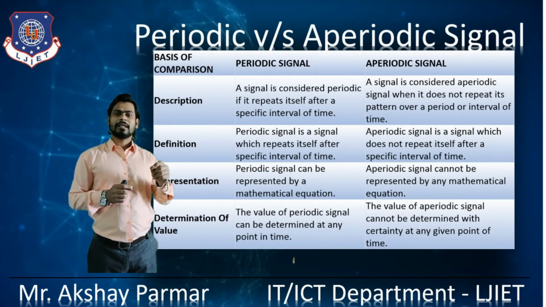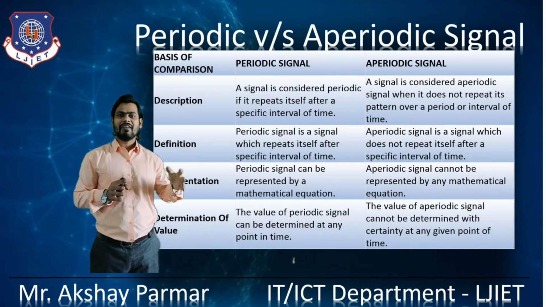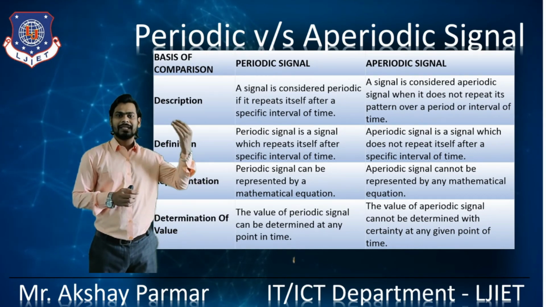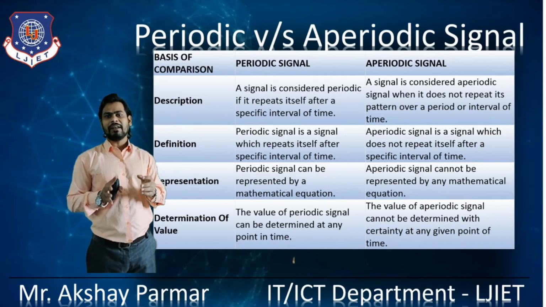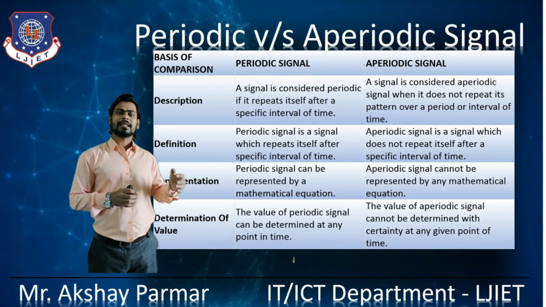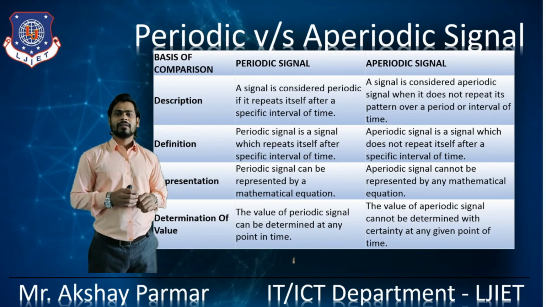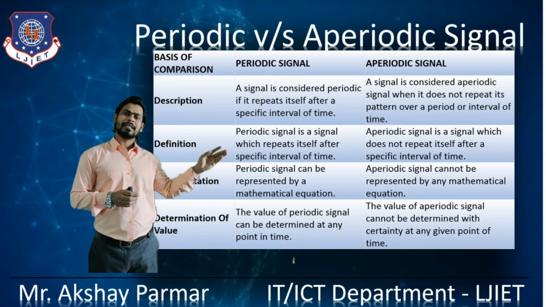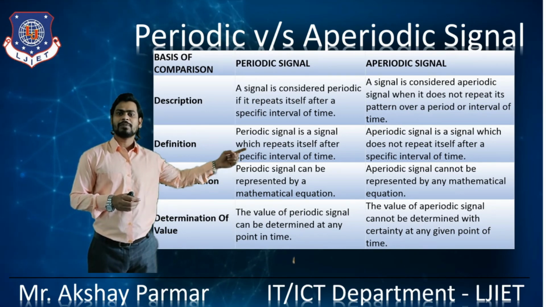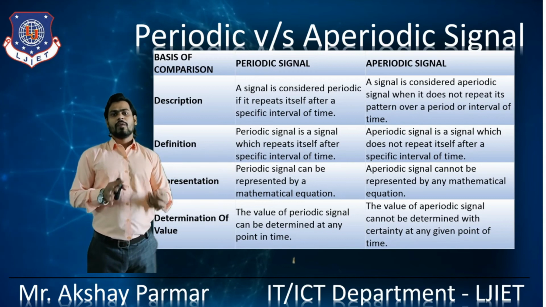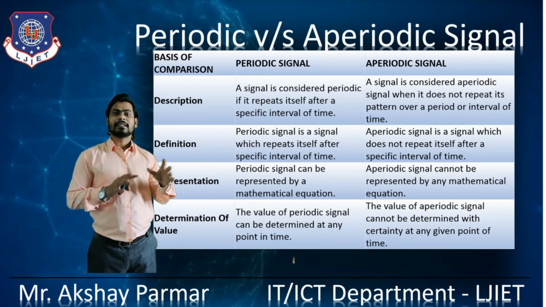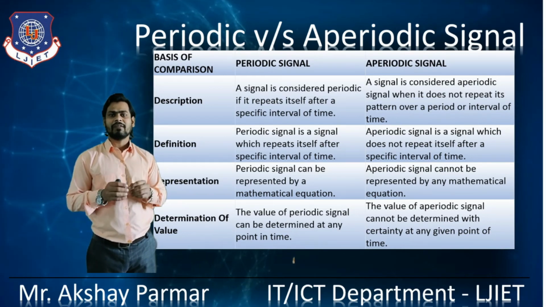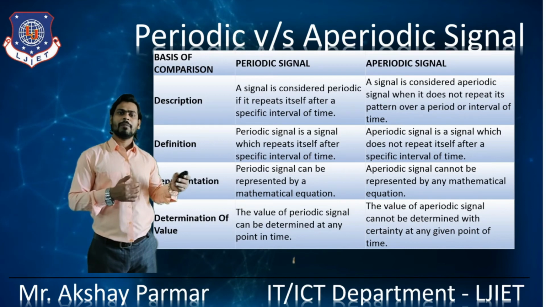A signal is considered periodic if it repeats itself after a specific interval of time. Then that signal is called a periodic signal. When it is not repeating itself after a specific time, then that signal is called an aperiodic signal, right? The definition of a periodic signal: a periodic signal is a signal which repeats itself after a specific interval of time, whereas an aperiodic signal is a signal which does not repeat itself after a specific interval of time. Then that signal is called an aperiodic signal.